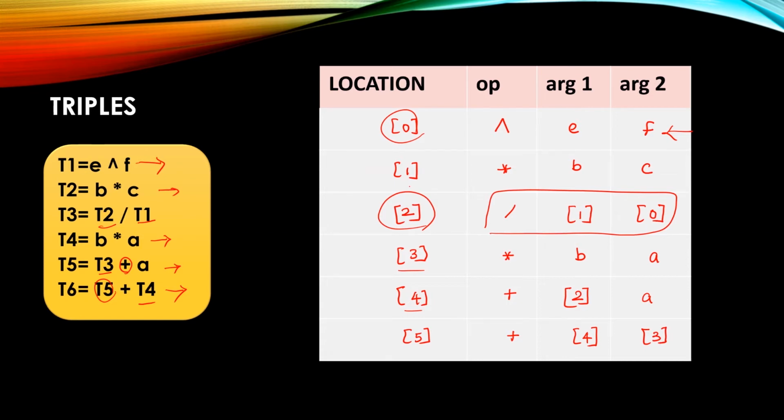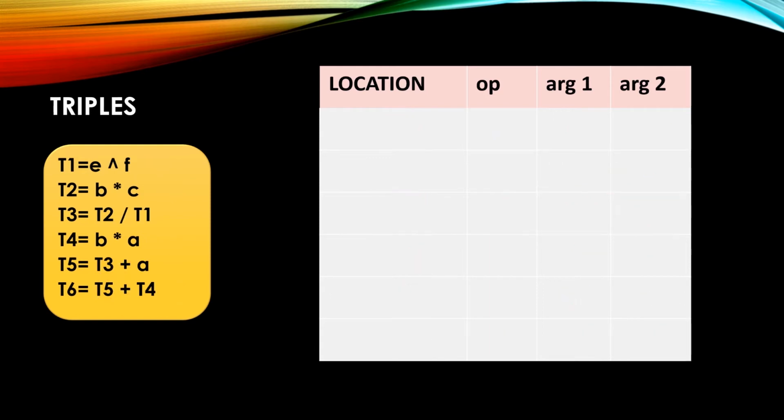So thus our triple representation will avoid the usage of temporary variables. This is the difference between quadruples and triples. In quadruples we will use temporary variables, whereas in triples we will use the location pointer values itself instead of temporary variables.